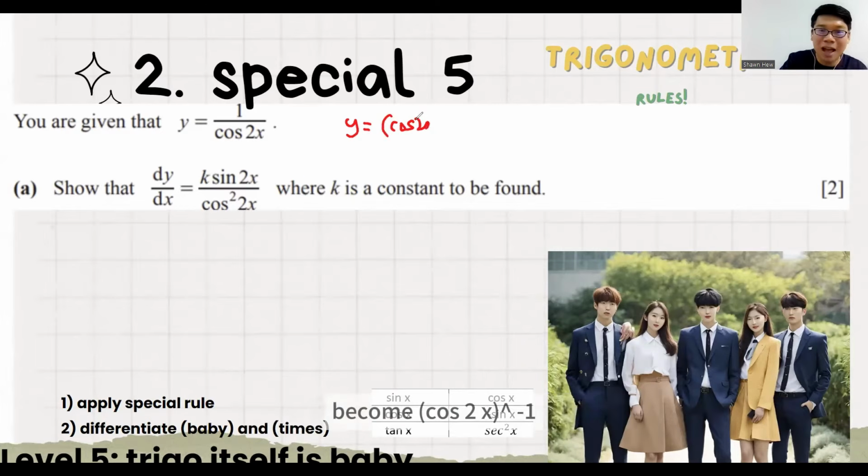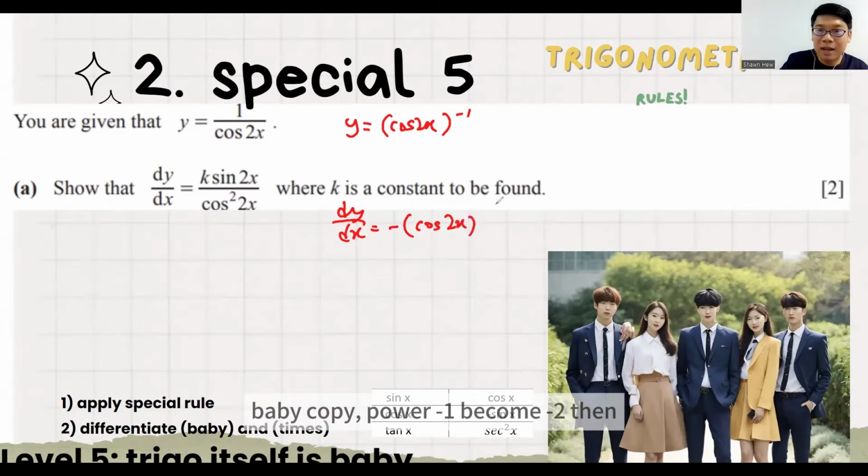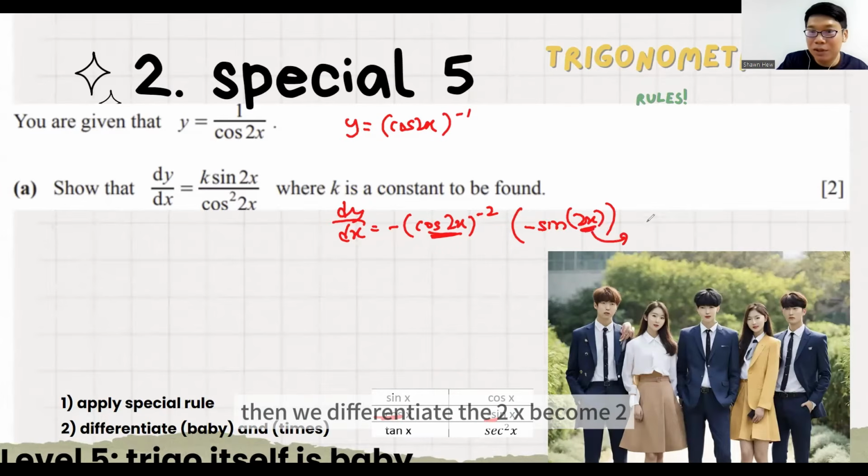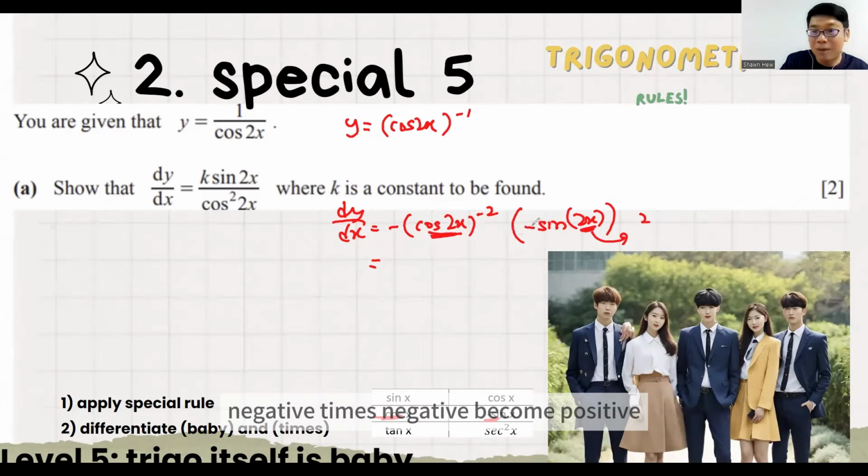Becomes cos 2x power -1. Then we can do dy/dx. Power thrown to the front becomes -1. Baby copy, power -1 becomes -2. Then differentiate the baby. So cos differentiates to a negative sign, sine 2x. Then we differentiate the 2x, which becomes 2. So at last it will be negative times negative, which becomes positive.